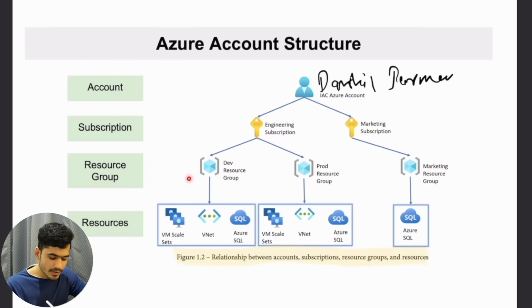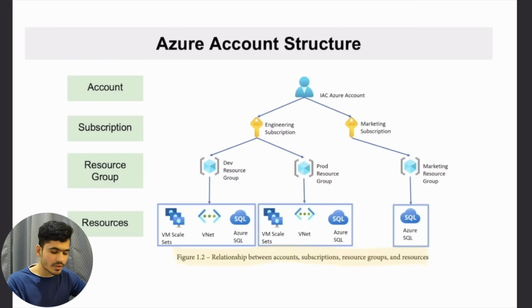So as you can see, in the dev resource group we have the virtual machines, vnet, Azure SQL database. Same in the prod, we have some virtual machines, vnet and Azure SQL. And for the marketing we only have the Azure SQL available. So based on the subscription you can create different resource groups, and inside the resource group you have different resources. So this is the basic about the Azure cloud portal. I just wanted to give you an understanding about this, because as we go forward we will be creating our own resource group. We will be assigning different resources to that resource group and the subscription. So I just wanted to give you this basic understanding before going forward.